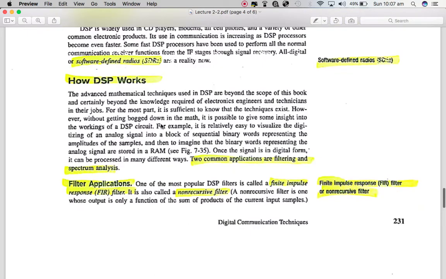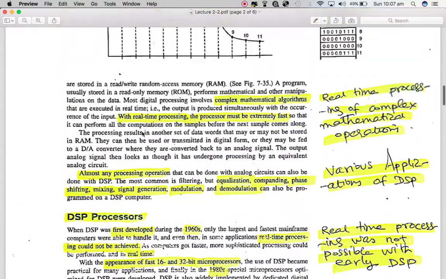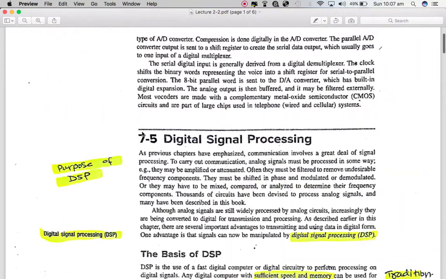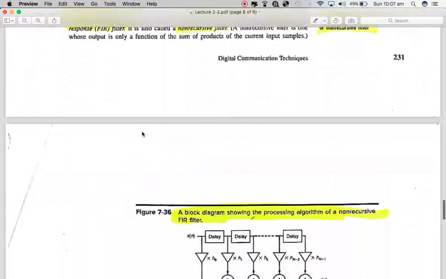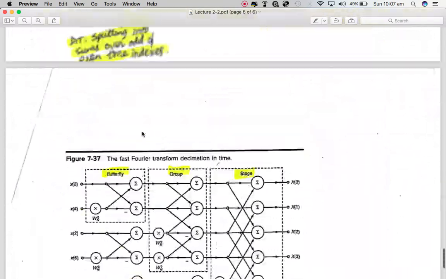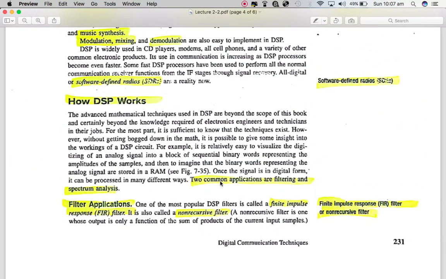Now, as we have already discussed DSP applications, DSP processors, and the basis of DSP along with its purpose and definition, it is time to see some very common applications of the DSP, and how DSP works in those application scenarios, which we will follow in this course. The first one is filter applications.